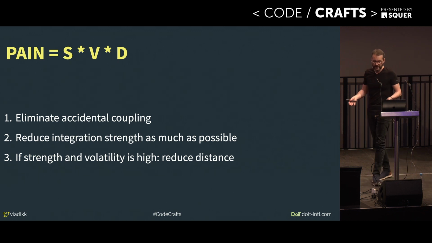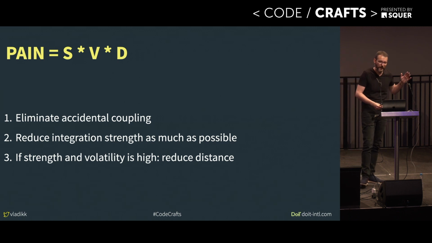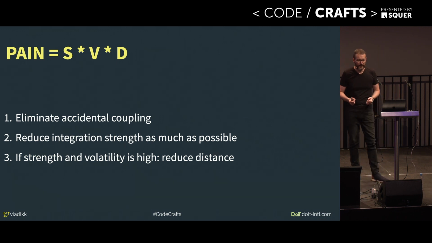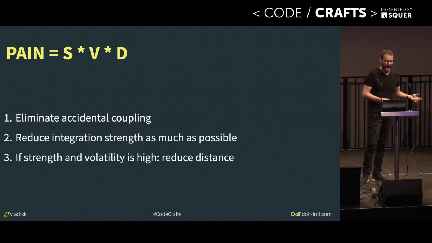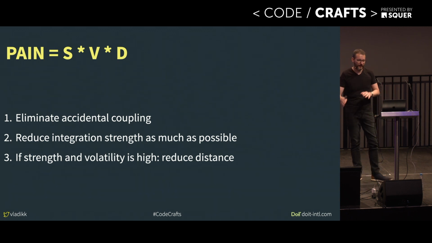Also, sometimes you need to use the same model of the business domain, so that's model coupling. There is no way around it. There is no point in trying to jump through hoops and minimize it to contract coupling. So minimize the strength as much as you can. And if you end up with strength and volatility both being high, then you can reduce the distance to balance that high strength and high volatility.